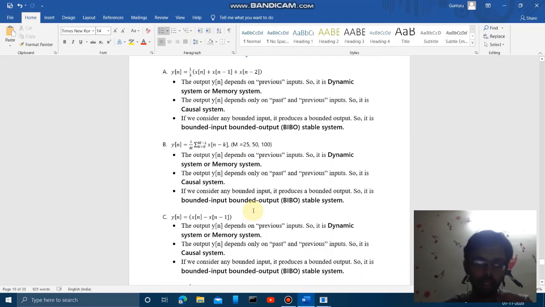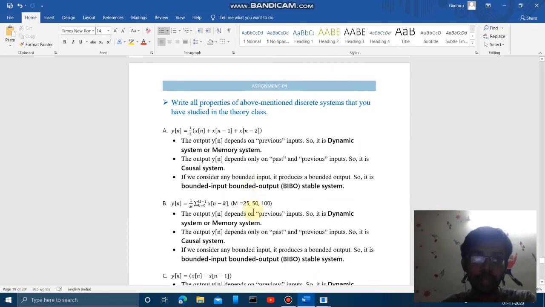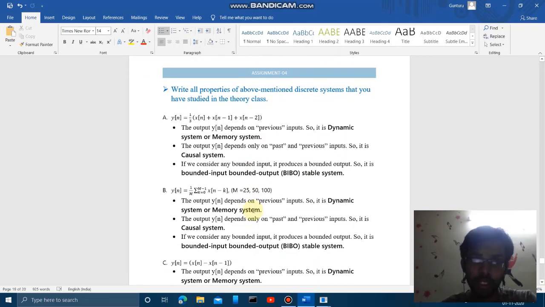Moving on to the properties for system A, y of n equals 1 by 3 into x of n plus x of n minus 1 plus x of n minus 2. It is a dynamic system because the output depends on previous inputs, and it is also a causal system because the output depends only on present and past inputs. If we consider a bounded input, it produces a bounded output. So it is a bounded input, bounded output stable system, or BIBO stable system.